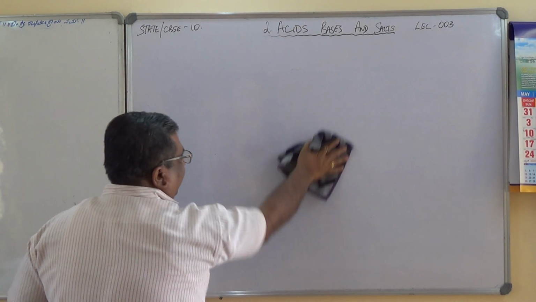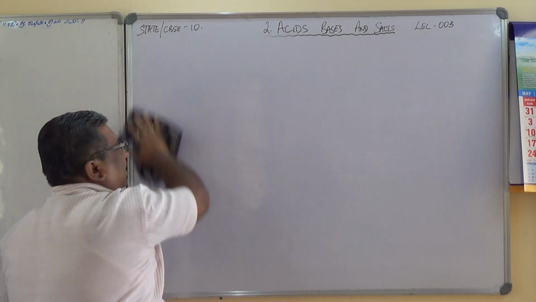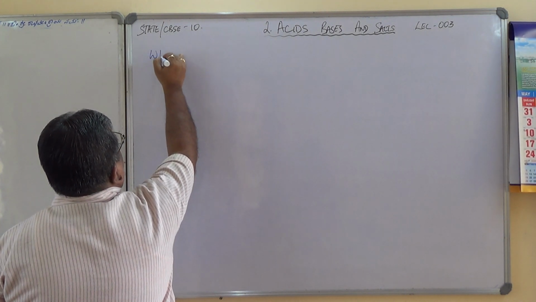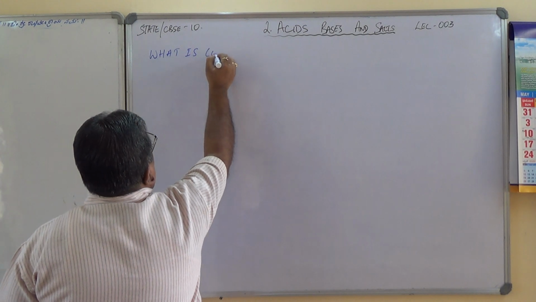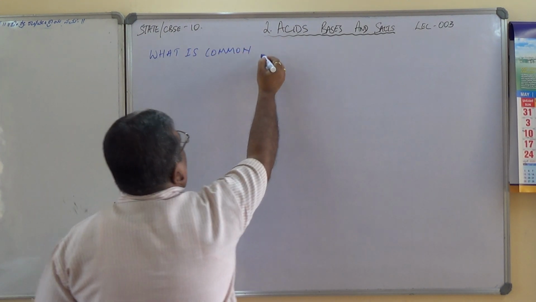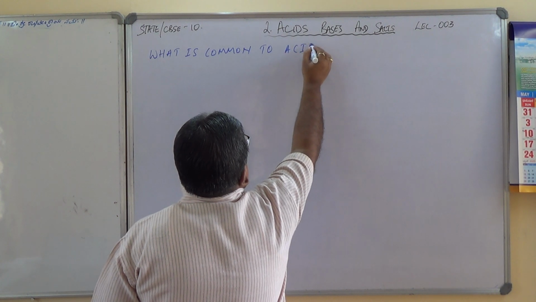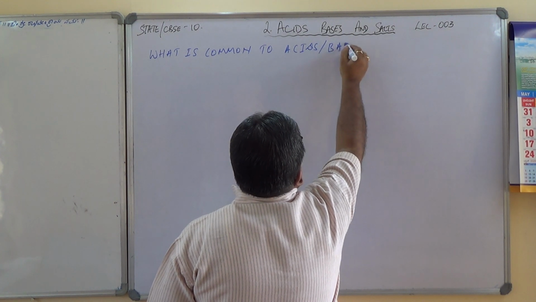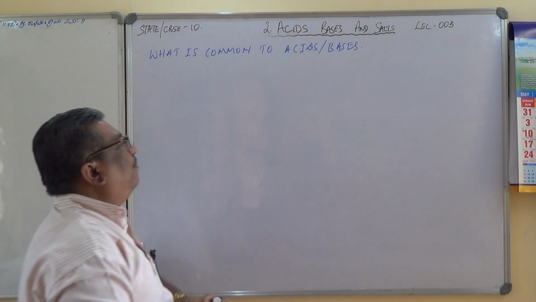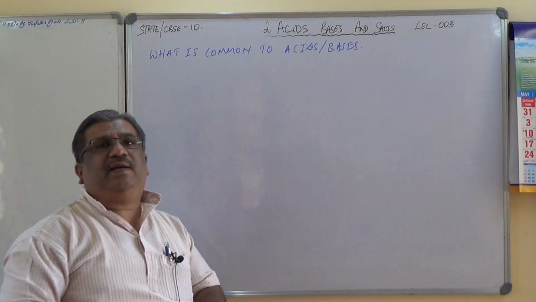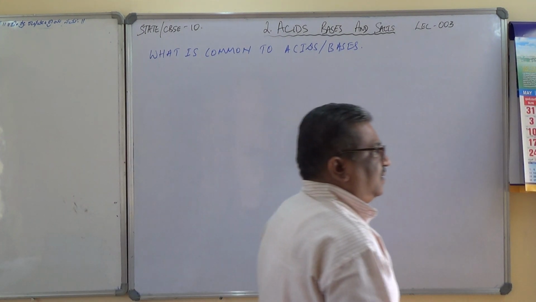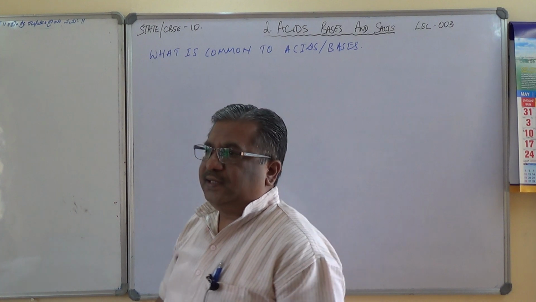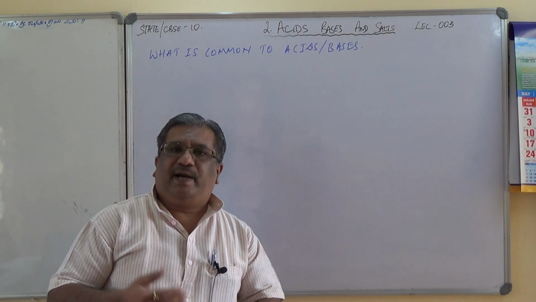What is common to both acids and bases? Next section in this says, what is common to both acids and bases? Very quickly, both acids and bases behave like electrolytes. What do you mean by electrolytes? Acids and bases release ions. Acids release H plus ions and bases release hydroxide ions.